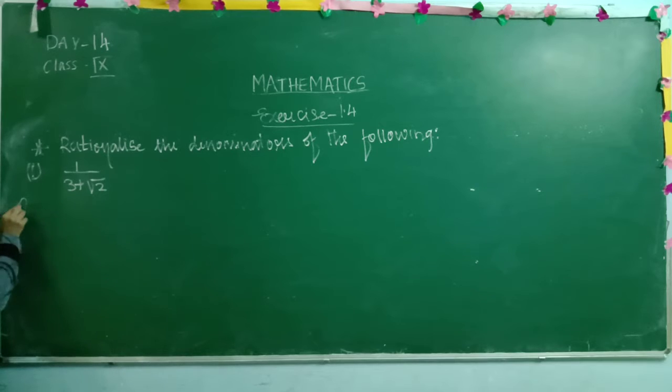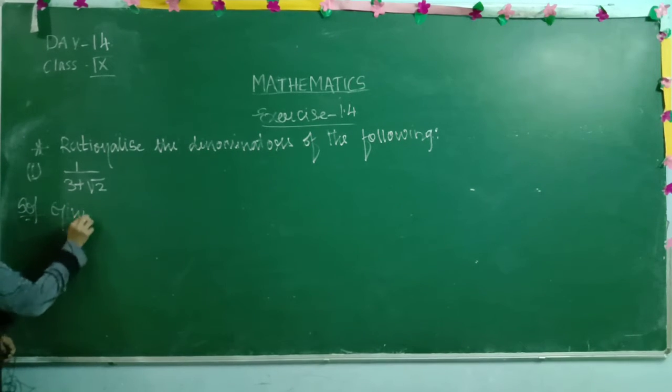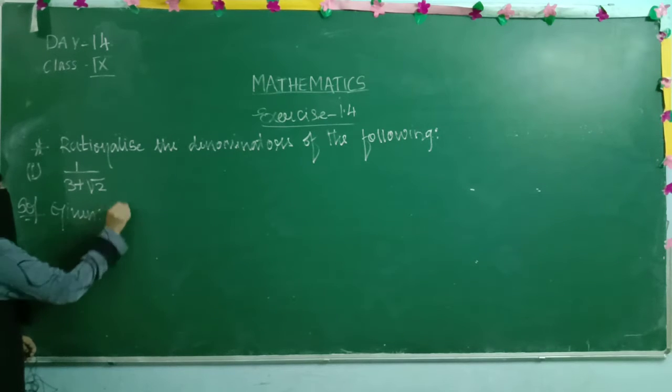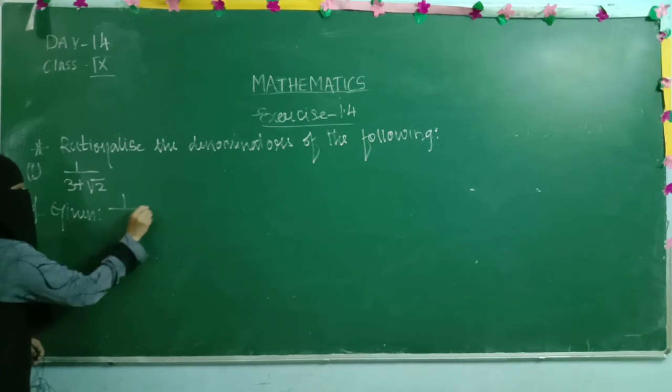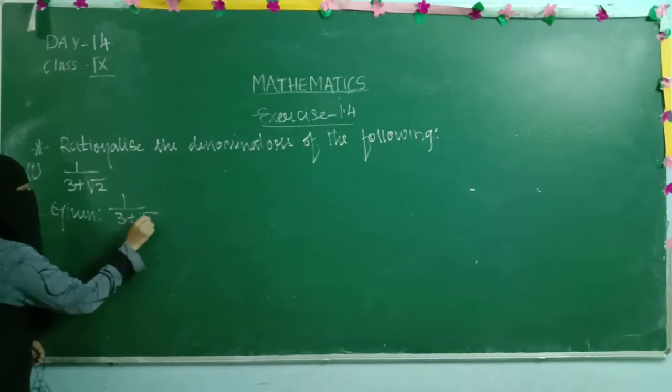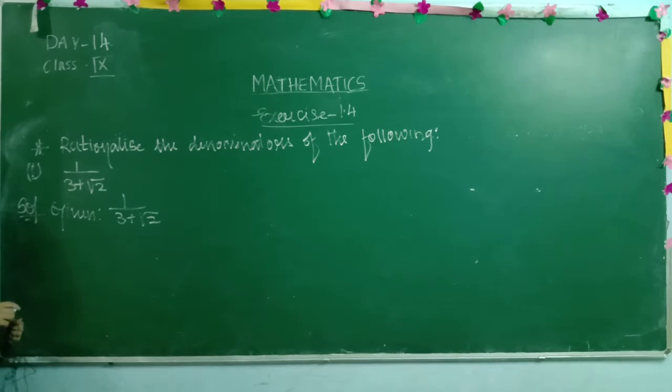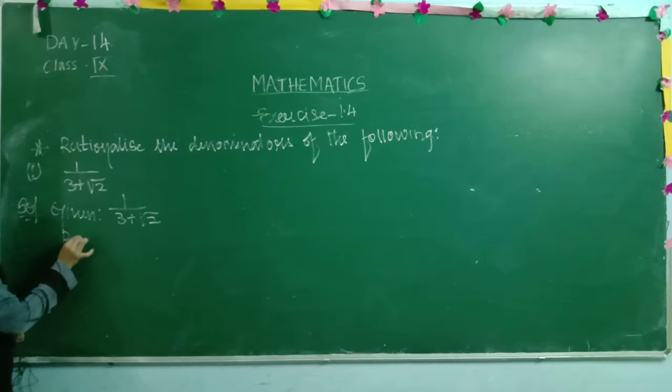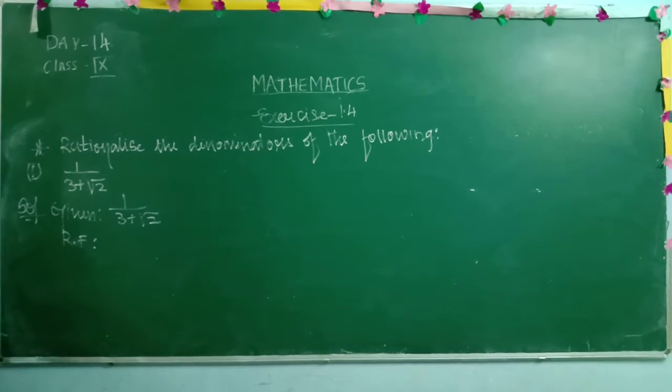So first step, solution. Now we need to write what is given. So here you are observing 1 by 3 plus root 2 is given. We have to do the rationalization here, that too of the denominator. So first we need to write the rationalizing factor. Or directly I will write RF, which is nothing but rationalizing factor. So how are you going to take out the rationalizing factor?